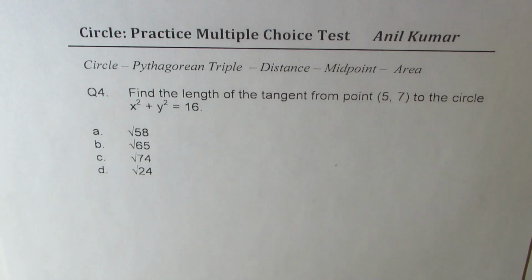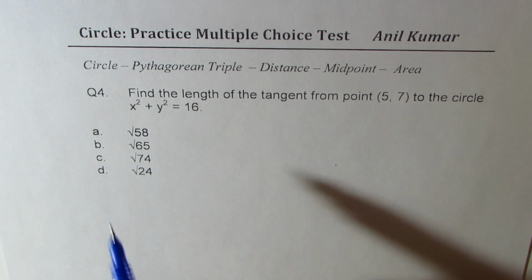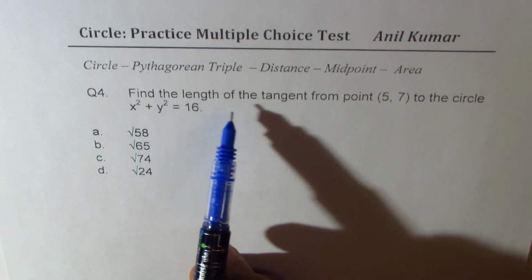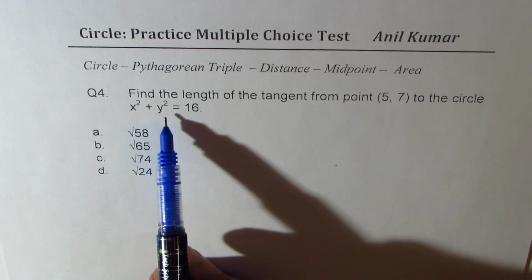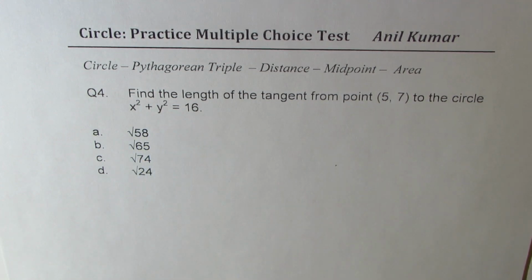Now here we have an extremely difficult question. Question number 4. Find the length of the tangent from point (5, 7) to the circle x squared plus y squared equals 16. I'd like you to pause the video, answer this question, and then look into my suggestions.